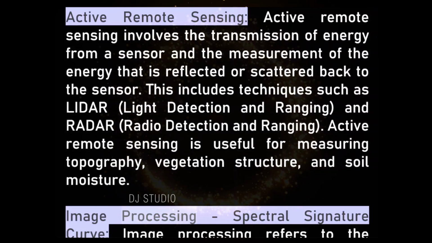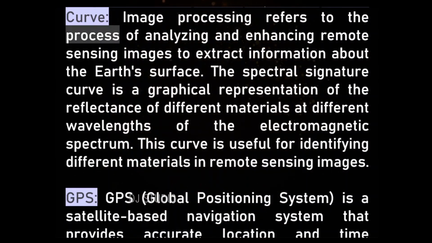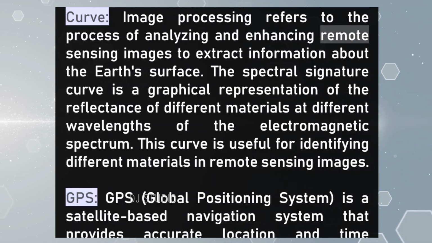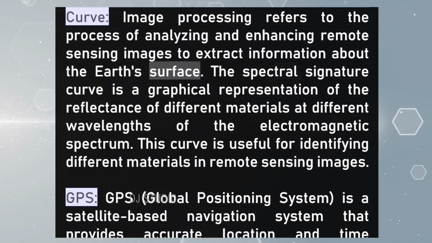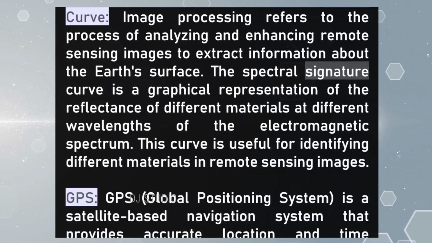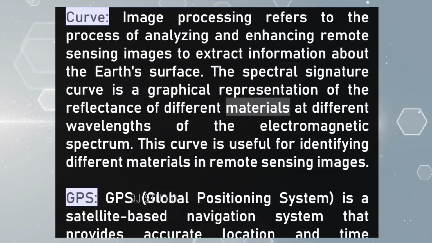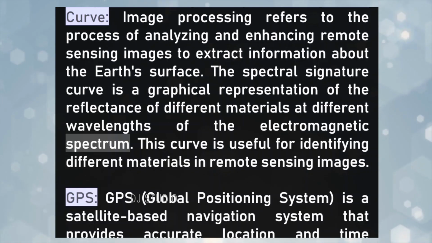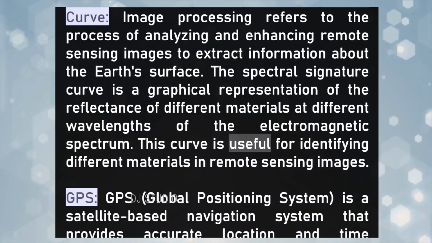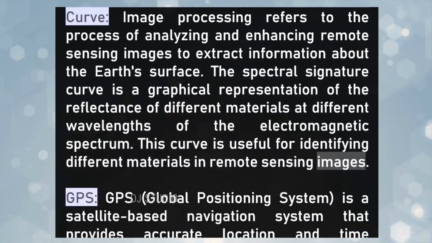Image processing, spectral signature curve. Image processing refers to the process of analyzing and enhancing remote sensing images to extract information about the Earth's surface. The spectral signature curve is a graphical representation of the reflectance of different materials at different wavelengths of the electromagnetic spectrum. This curve is useful for identifying different materials in remote sensing images.